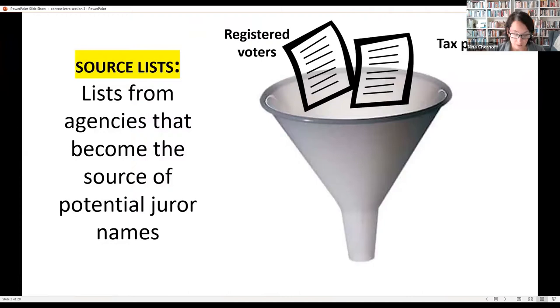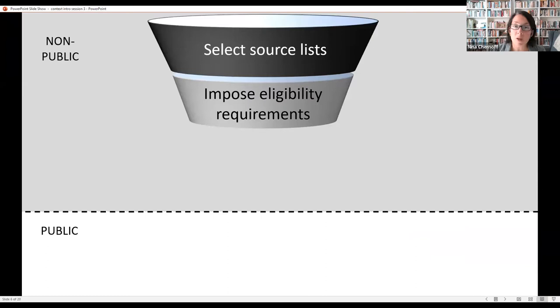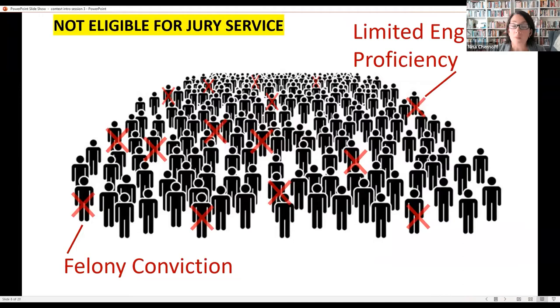And as the speakers on Tuesday pointed out, this step can introduce racial and ethnic disparity in the jury system if the jurisdiction doesn't select lists that actually represent the community. There's also a stage where the jury office removes people from the source list who don't meet the eligibility criteria set by statute for jury service. And in yesterday's session, we learned about what we lose when those eligibility criteria exclude people with a felony conviction or people with limited English proficiency.